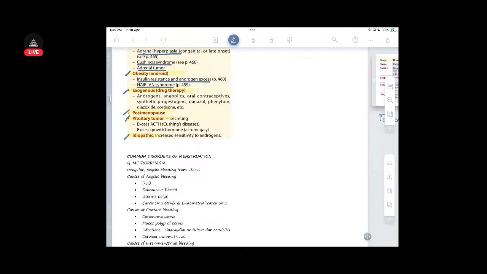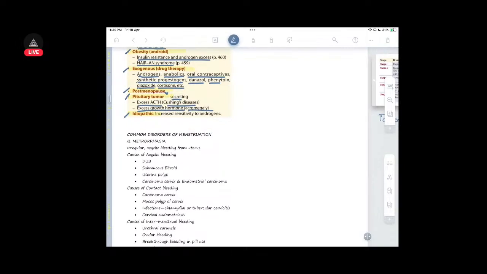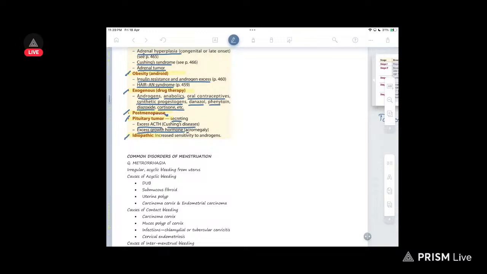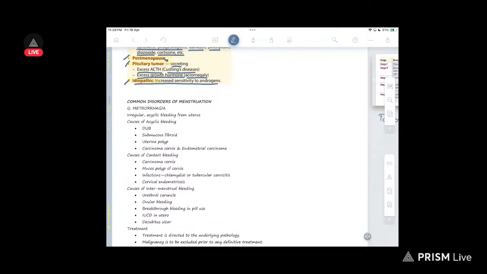Exogenous drug therapy, you will have androgens, anabolics, oral contraceptives, synthetic progesterones, danazol, phenytoin, diazoxide, cortisone, etc. Okay, postmenopausal also can give it. Pituitary secreting tumor, you have excessive ACTH, excessive growth hormone, Cushing syndrome, acromegaly can be found. Then you have idiopathic, due to increased sensitivity to androgens.